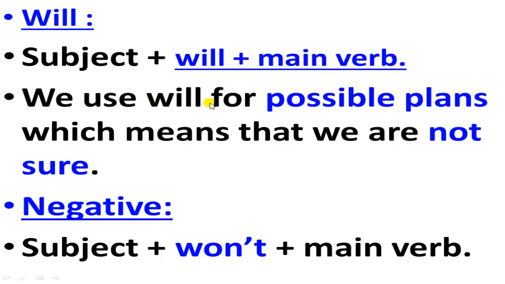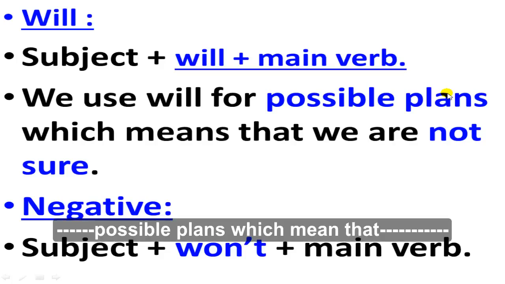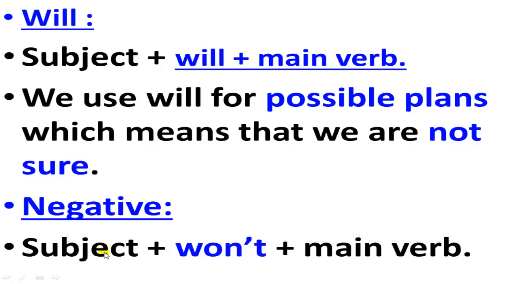We use will for possible plans. Possible plans, maybe, not sure, which means that we're not sure. Negative: subject, will not plus main verb. Will not, the short form is won't.